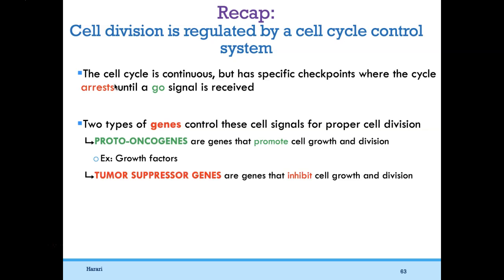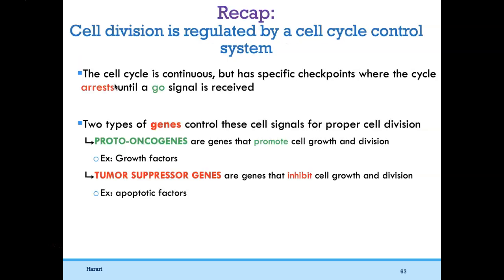The other type of gene that's critical for proper cell division are called tumor suppressor genes. And tumor suppressor genes are genes that inhibit cell growth and division. So a tumor suppressor gene is something that will stop the cell from entering mitosis and might tell the cell to actually kill itself. So apoptotic factors, things that tell the cell to die, are controlled by tumor suppressor genes.